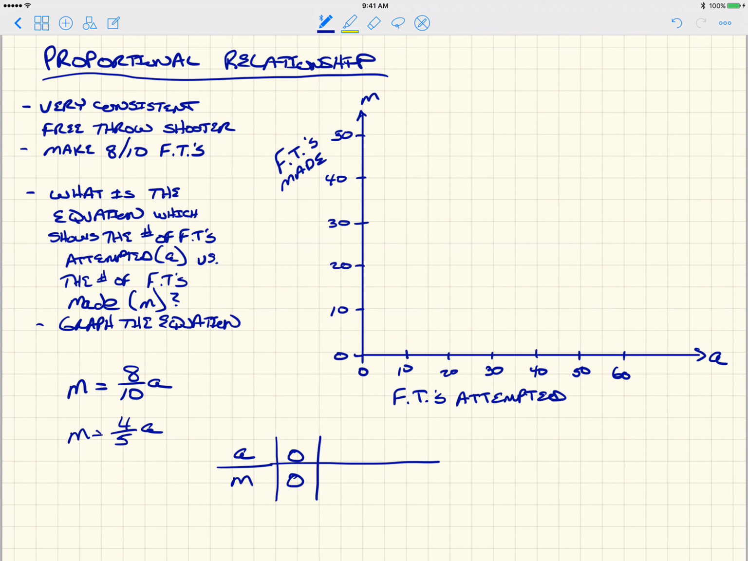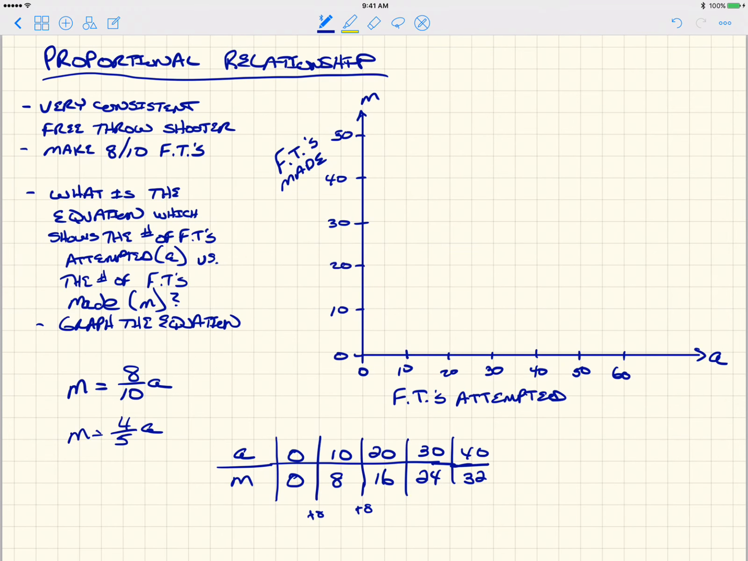Okay, let's say that I've shot 10 free throws. According to our equation, if I've attempted 10 free throws, then I'm going to have made 8. Okay, good so far. If I have shot 20 free throws, well, I'm going to make 8 more, right? So 8 plus 8 is 16. So we have a constant rate of change here, plus 8, and on. So if I shoot 30 free throws, I'm going to make 24 because, again, I am the world's most consistent free throw shooter. Not the best free throw shooter, but the most consistent free throw shooter.